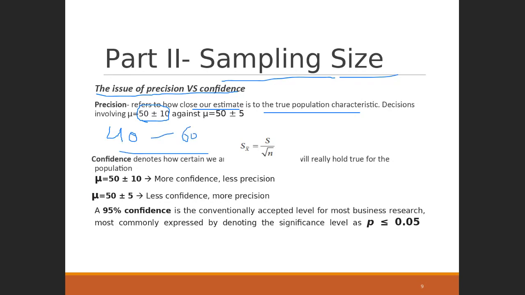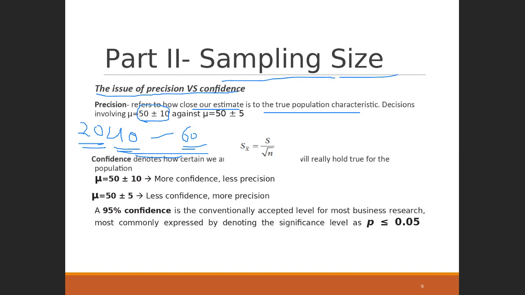So now we need to discuss how precise this range is. We are estimating that our population mean will fall between 40, which is the lower limit, and 60, which is the upper limit. Now, is this a very precise measure? Because we have a margin of error of 20 units. This is a huge margin of error.